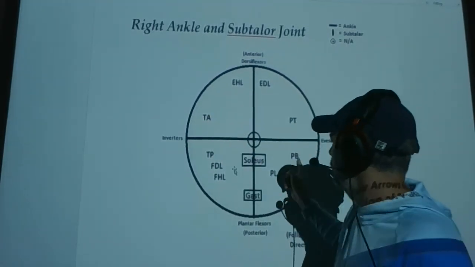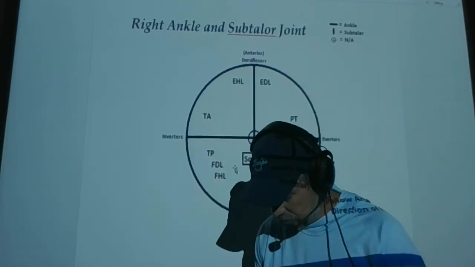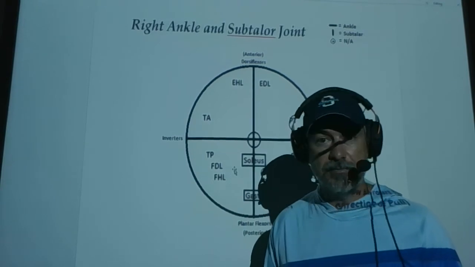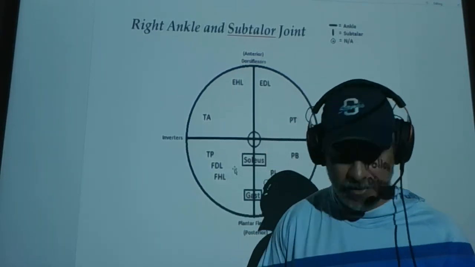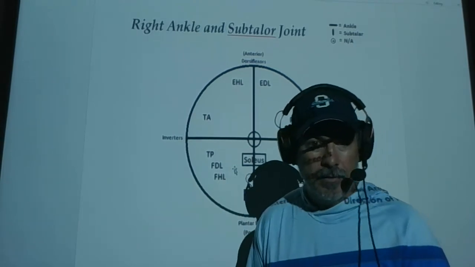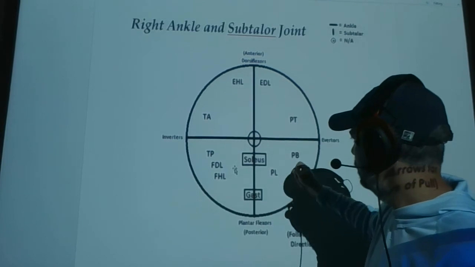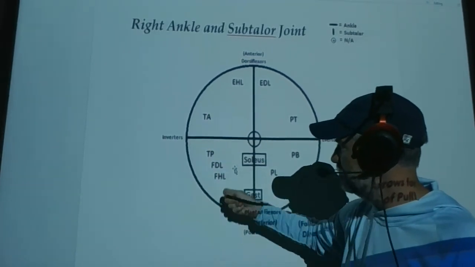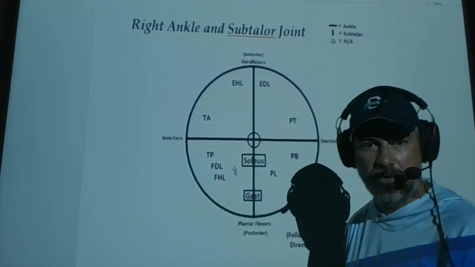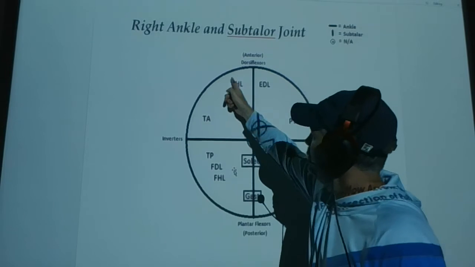Dorsiflexors, plantar flexors. Why do you have so many plantar flexors? Because you need those muscles to move your weight. When you plantar flex and you push off of the ground, you got to move all this stuff. Makes sense, you got more of them. Okay? Peroneus brevis, peroneus longus, soleus, gastroc, tibialis posterior, flexor digitorum longus, flexor hallucis longus. Who are the inverters? The medial crossing muscles.